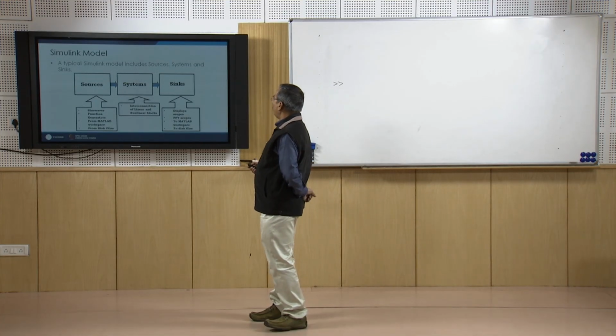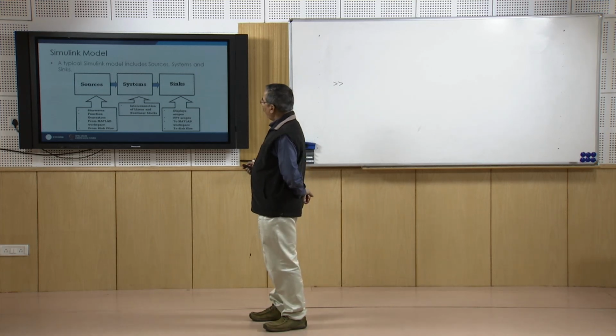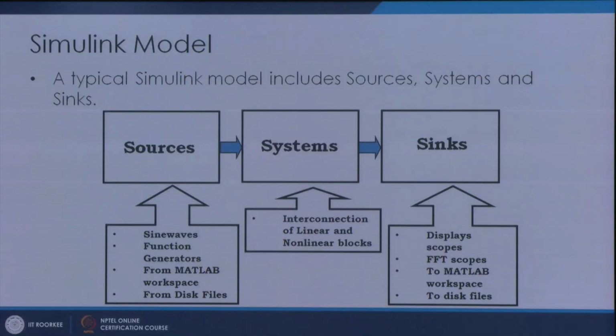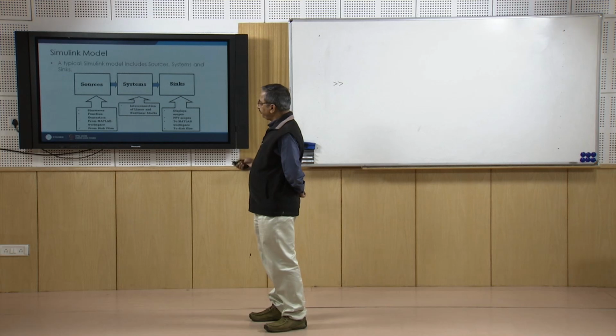So, a Simulink model typically consists of three basic blocks: one is the source, another is the system, and then you have the sink. Sources are basically the input blocks, and sinks are where we see the output, and then there are system blocks. In the system blocks there is an interconnection of linear and non-linear blocks, and those blocks form part of the system.